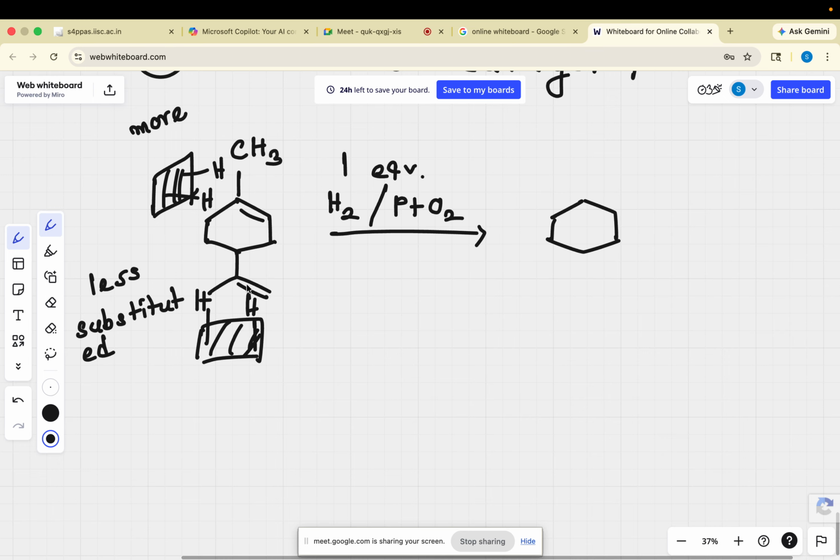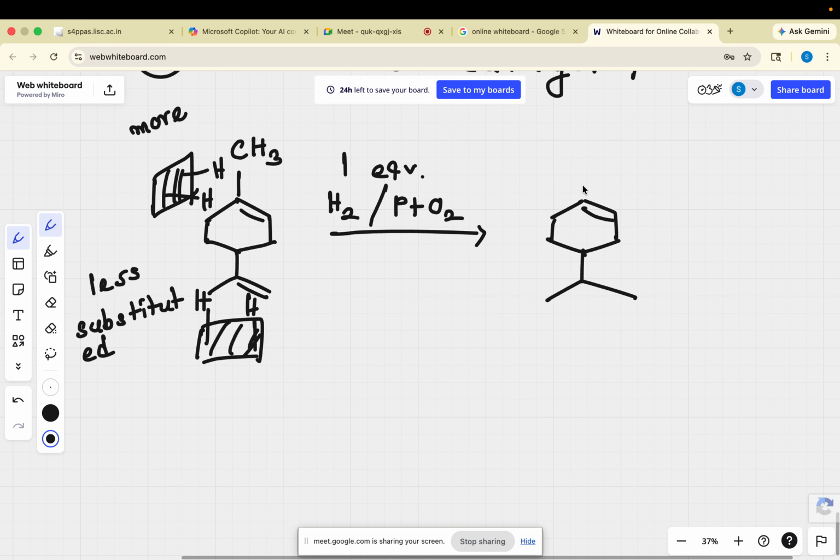Yeah, syn addition will take place, but if you do syn addition here, that is nothing of use. You can show the stereochemistry like this: below the plane one hydrogen, here also below the plane one hydrogen. But see, already this center is not chiral, so no need to show any kind of stereochemistry. You can just show like this, same thing.